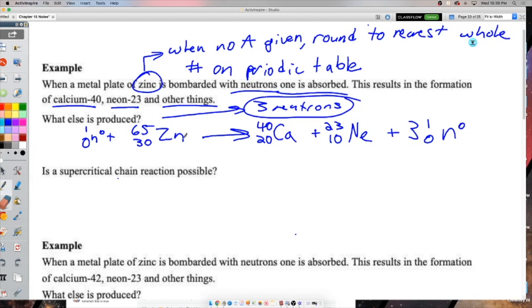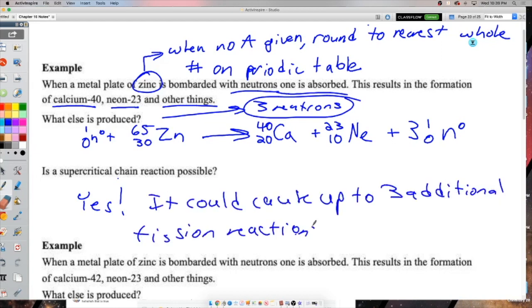So from this one reaction, we're potentially looking at now 3 more reactions. Well, that is absolutely supercritical. Yes, it could cause up to 3 additional reactions. So certainly it's possible. Might not do that, but it is definitely possible. Which really, 3 is arbitrary. It's just that it's more than 1, right?